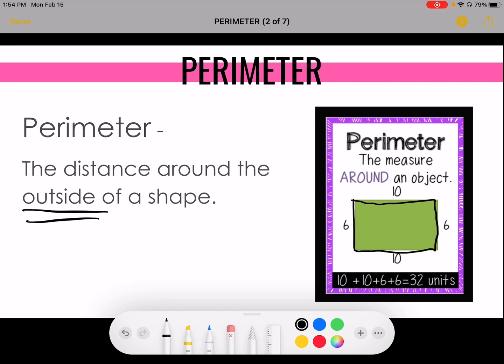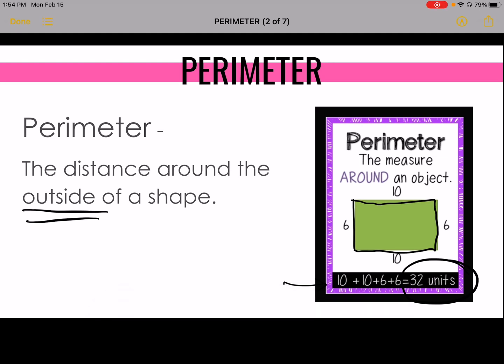about. And so they took this rectangle, and here at the bottom you can see the steps they followed. So they did 10 plus 10 plus 6 plus 6. To find the perimeter, we add all of the edges. And they got the answer of 32 units.